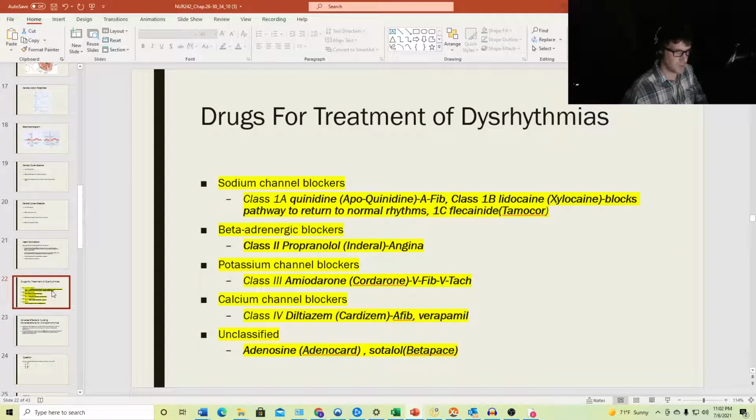So beta blockers are class 2, potassium channel blockers are class 3. Amiodarone is for VFib and VTach. So amiodarone, again, class 3 potassium channel blockers. We talked about potassium and its role in polarization of nervous cells and setting up electrochemical gradients, so that's why that's important. And then finally, I already went through calcium and its importance here, so that's class 4.